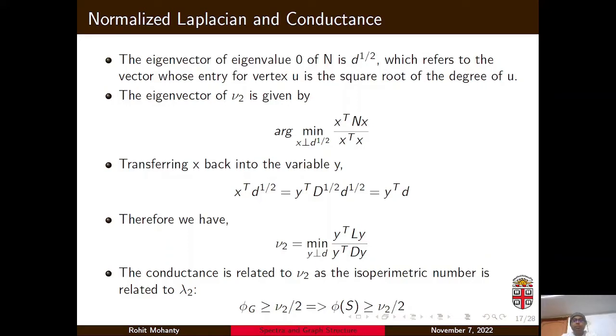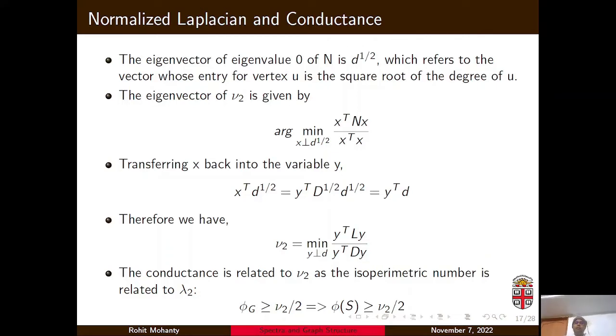We can also substitute x back to y, so that x transpose D to the power 1 by 2 becomes y transpose D to the power 1 by 2 into D to the power 1 by 2, which is y transpose D. Therefore we have nu2 is equal to the minimum of y transpose Ly upon y transpose Dy for all y which are perpendicular to D.